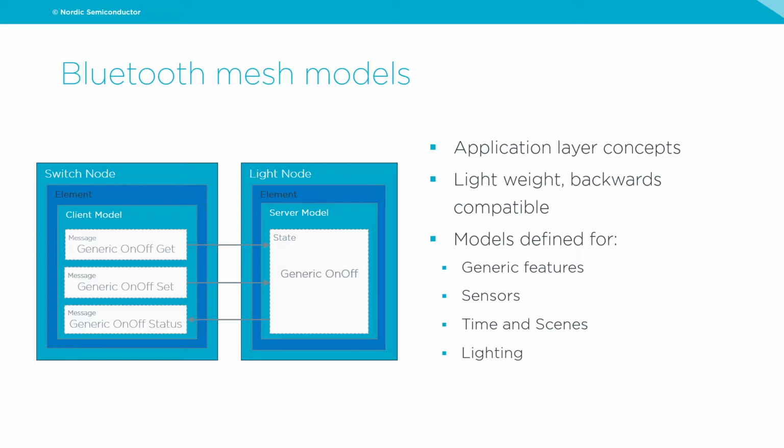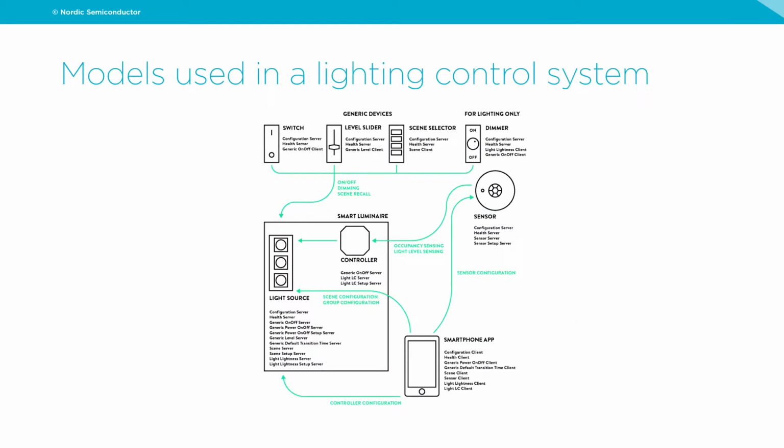There's a model specification that defines generic features, models for sensors, time and scenes, and lighting. To give a bit of an overview of how this fits together, let's have a look at this diagram, which is from a white paper on connected lighting systems from the Bluetooth SIG.